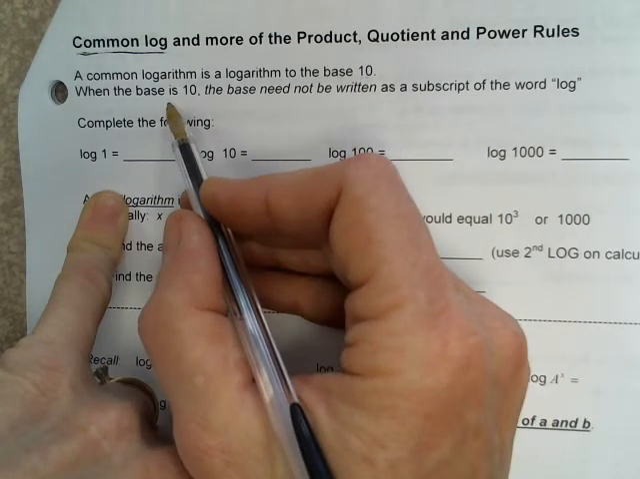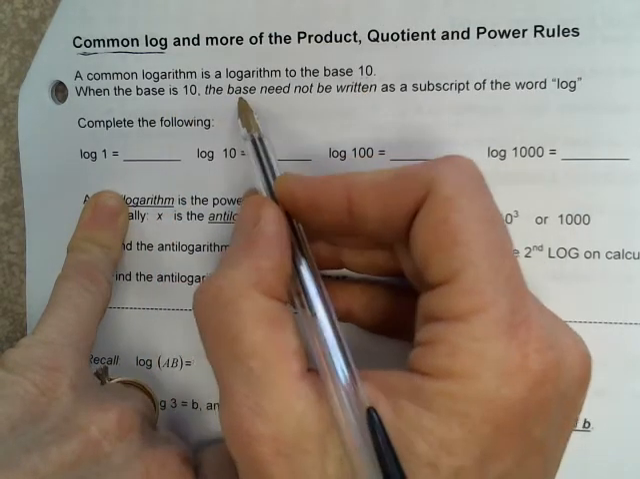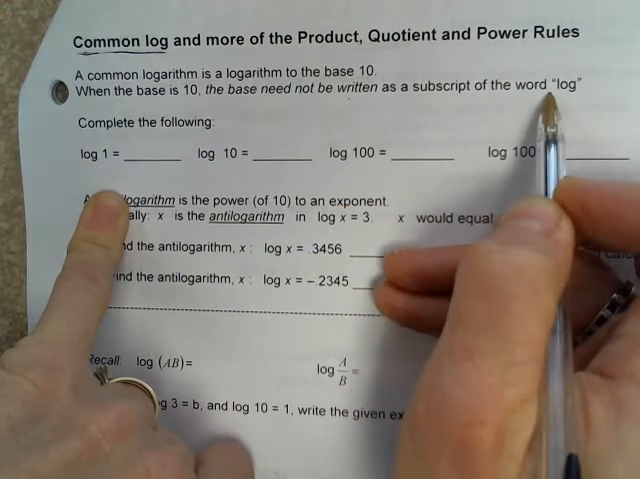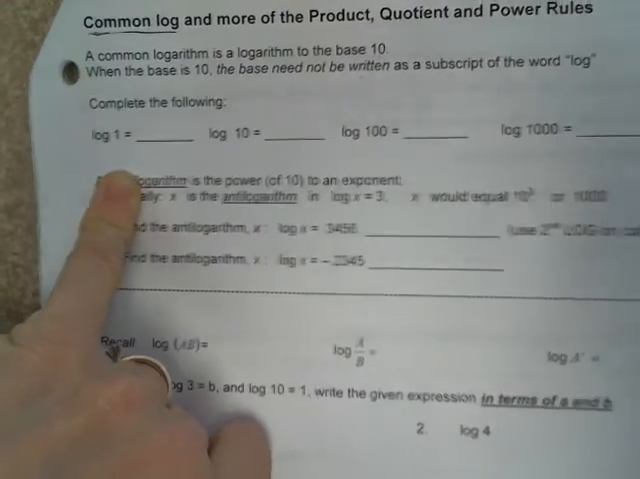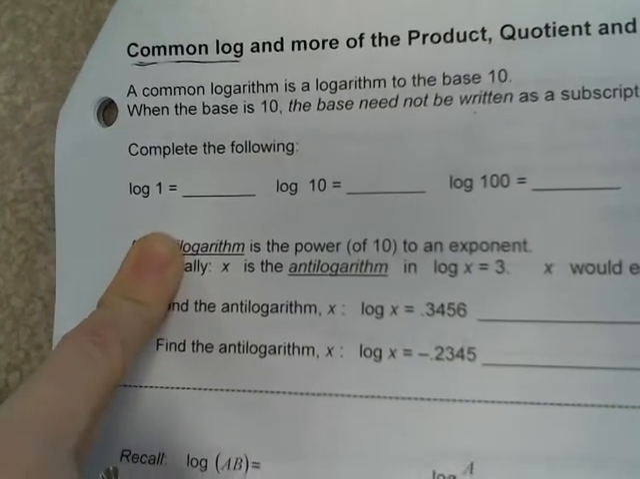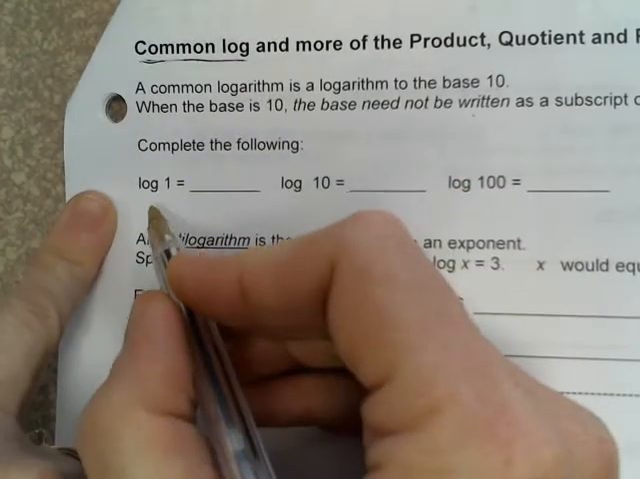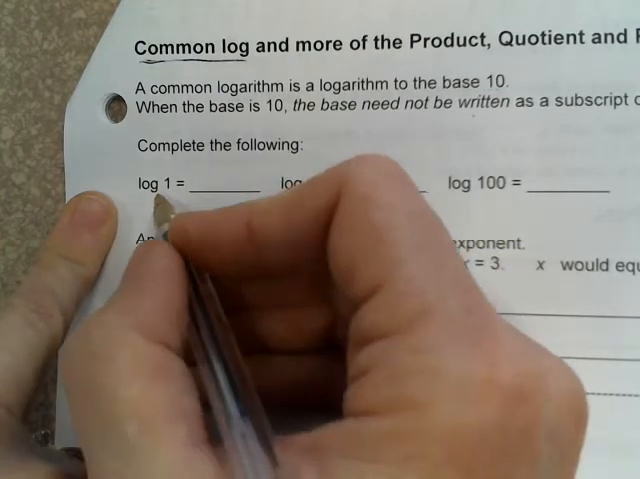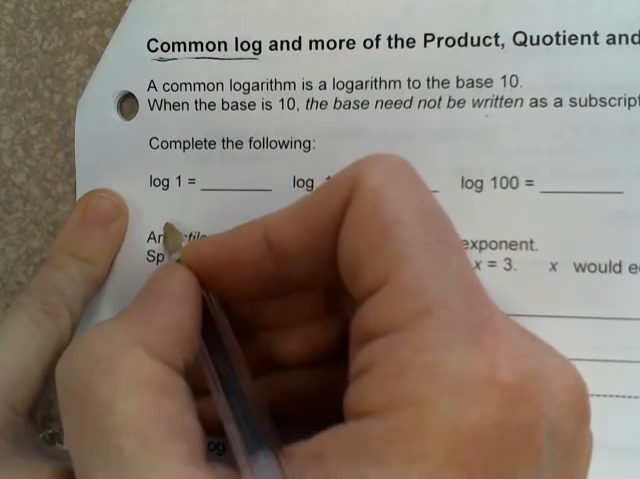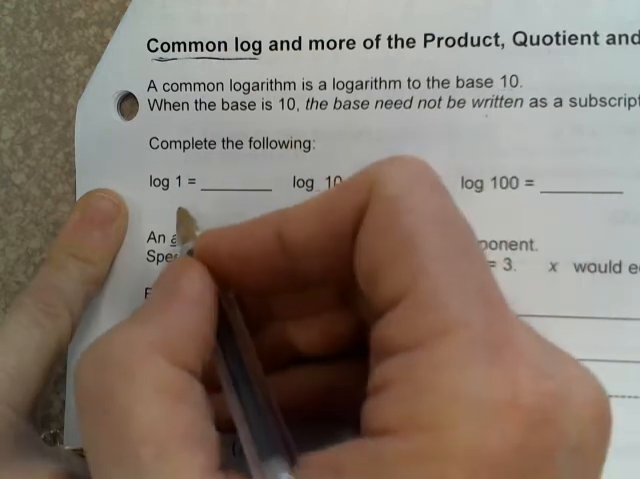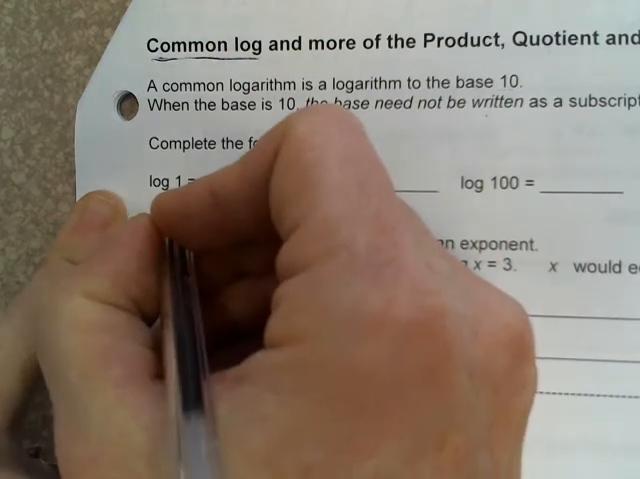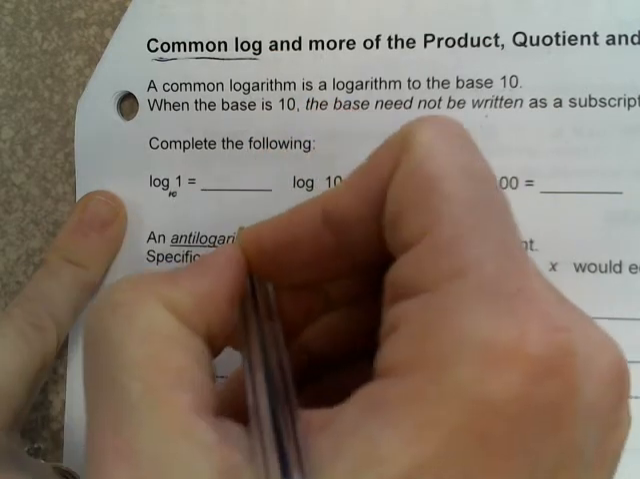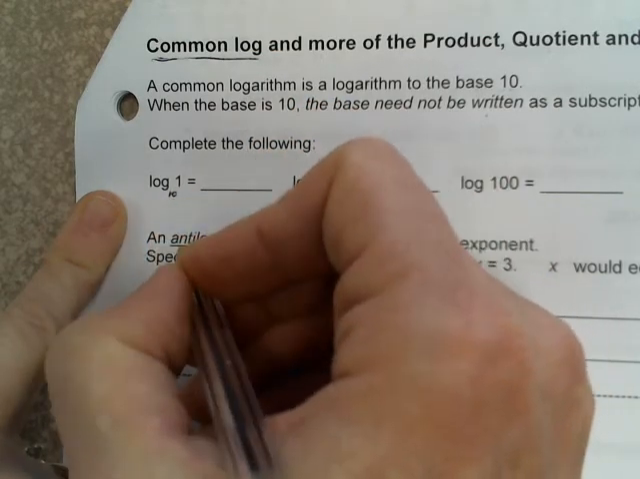Now, when the base is 10 on a logarithm, the base doesn't need to be written as the subscript of the word log. And so how I'm showing you that is in these examples. In this first example, it says the log of 1 equals. Well, you're going to look at this and say, well, I don't know what the base is. It's not written. Well, if the base is not written, it's assumed to be base 10, so I'd always like you to write a little 10 in there if you don't see the base written, because it's just assumed.